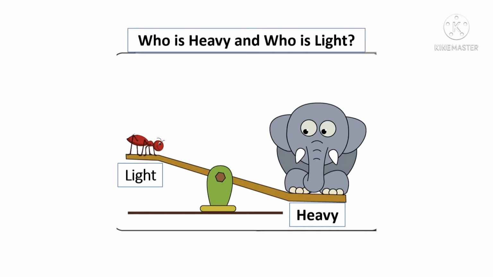On one side of the scale, we have an ant. In the other side, we have an elephant. Who is heavy and who is light? The ant is light and elephant is heavy. Notice that the heavier side moves down and the lighter side moves up.